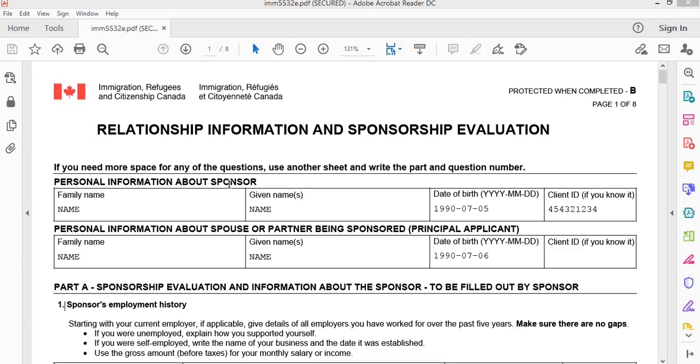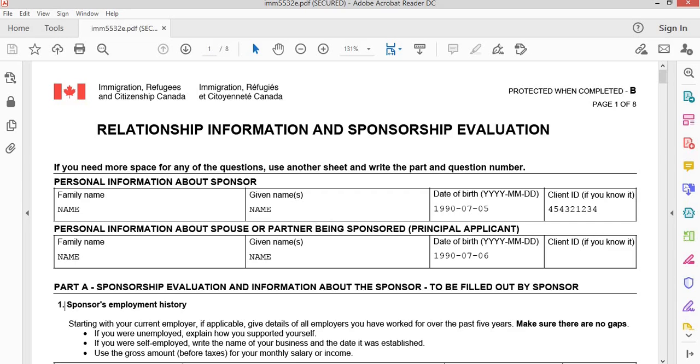So let's start filling up the form. This is form IMM 5532, Relationship Information and Sponsorship Evaluation. I have pre-filled the data in this form so that it is easier for you to understand, and I have used sample data. It does not have any reference to any person.